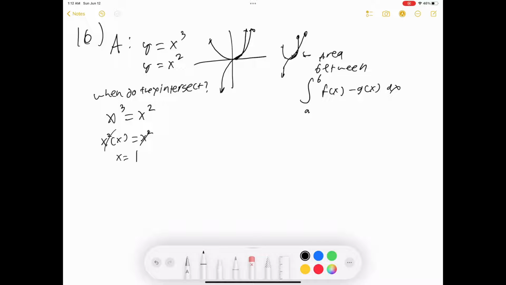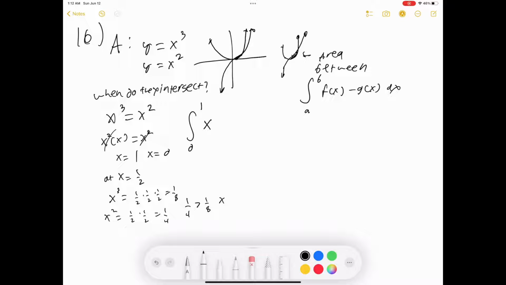Now, to figure out which one is f of x and which one is g of x, you just have to figure out which one's on top, which one is bigger in the interval you're looking at. Since we're looking from 0 to 1, a great test value is 1/2. The bigger function is going to be f of x, because what we're really doing is taking the area under the curve of the bigger function, subtracting the area under the curve of the smaller function, and that will give us the area in between. That's the concept. So as we can see, x squared is higher.